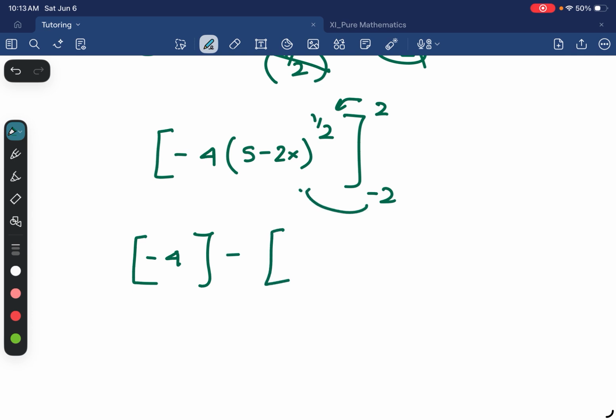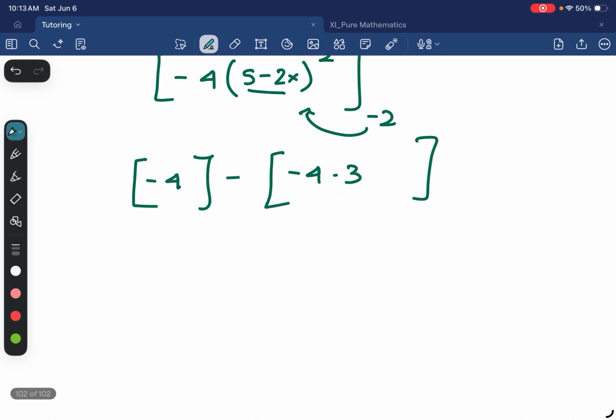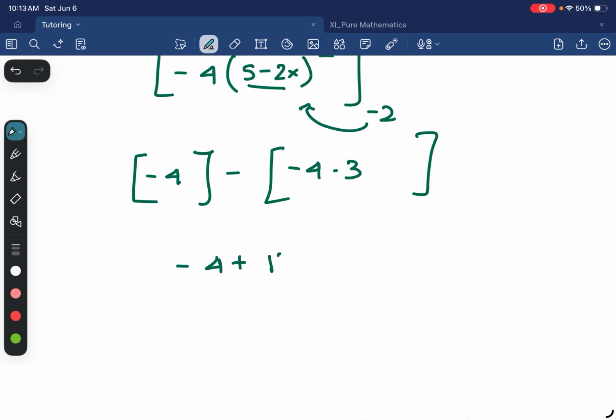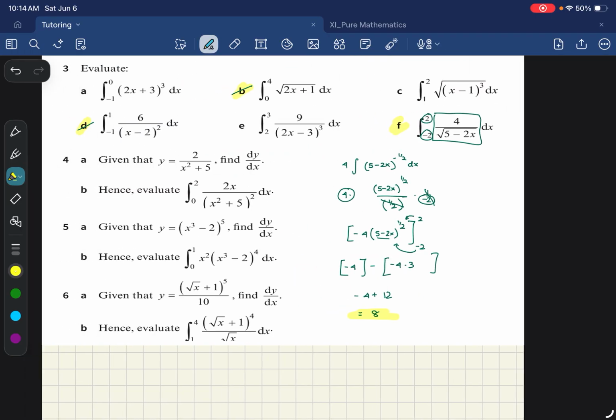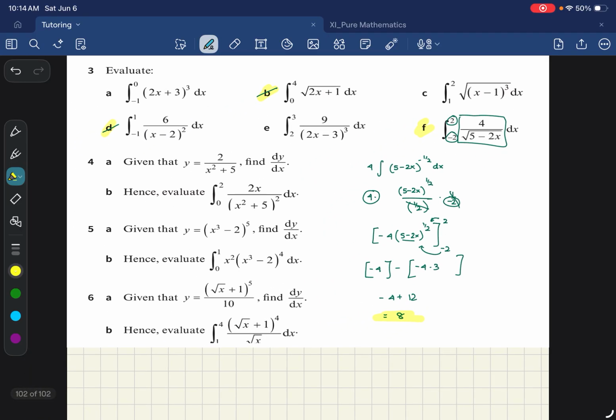Minus, substitute -2 here. You get -4, you get 9 inside here, and you get to the power half. And square root of 9 is just going to be 3. So you are going to get -4 plus 12, and that is going to be positive 8. And that is going to be our answer. For 3f is positive 8. All right, and we are done.